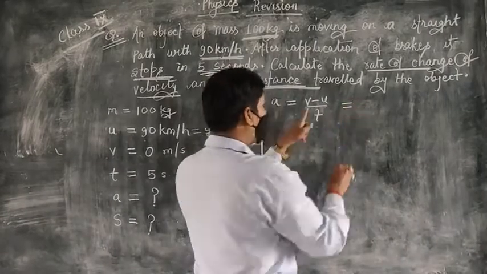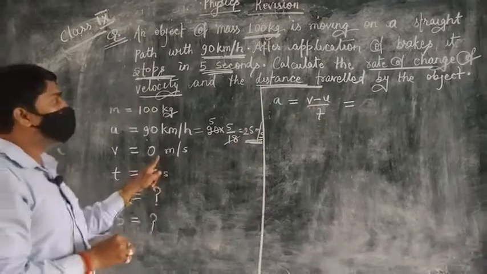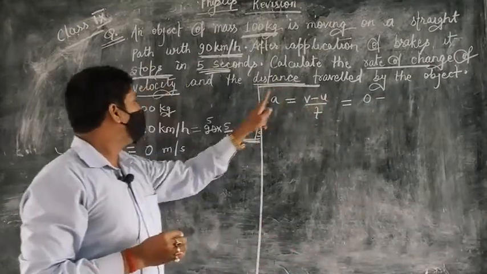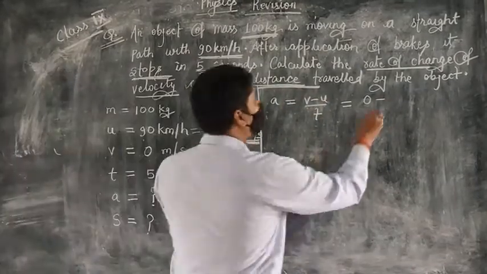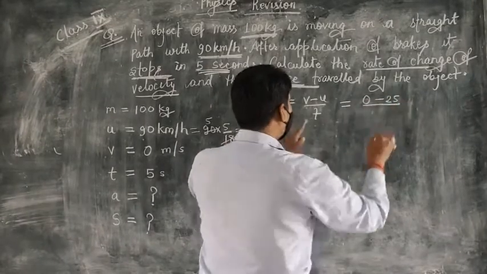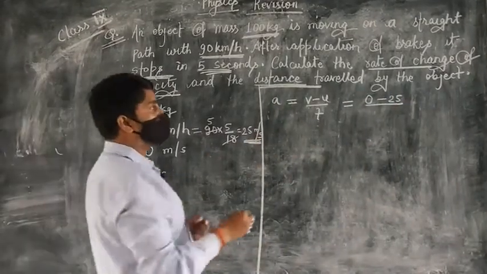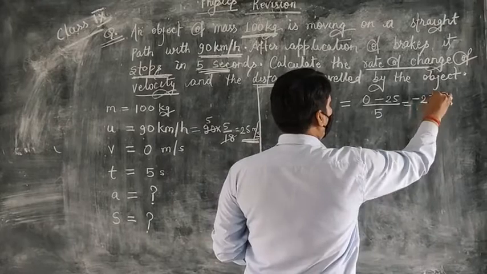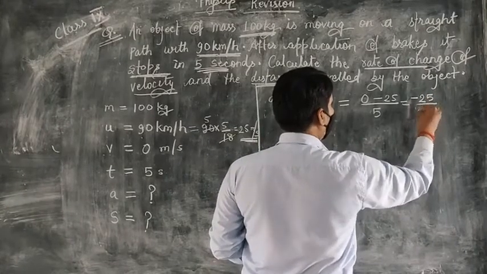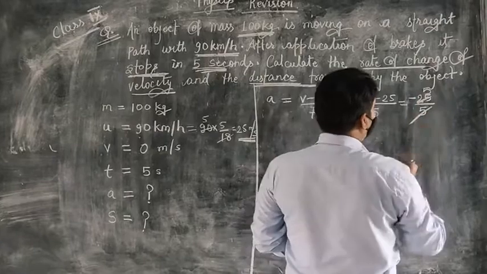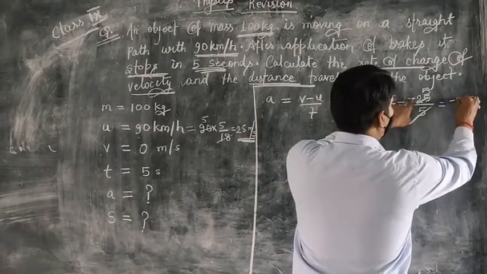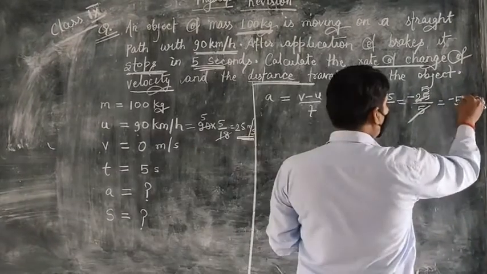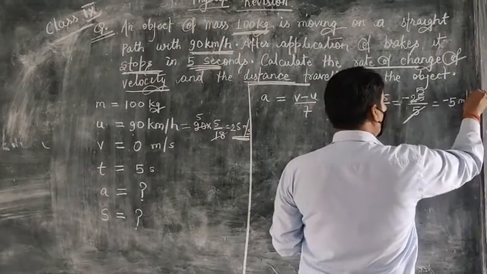So in place of v, we write 0 meter per second, minus in place of u, we write 25 meter per second, divided by, for time we write 5 seconds. So we have 0 minus 25, that is minus 25, divided by 5. So it got cancelled out. Now we have minus 5 as the acceleration. The SI unit of acceleration is meter per second square.